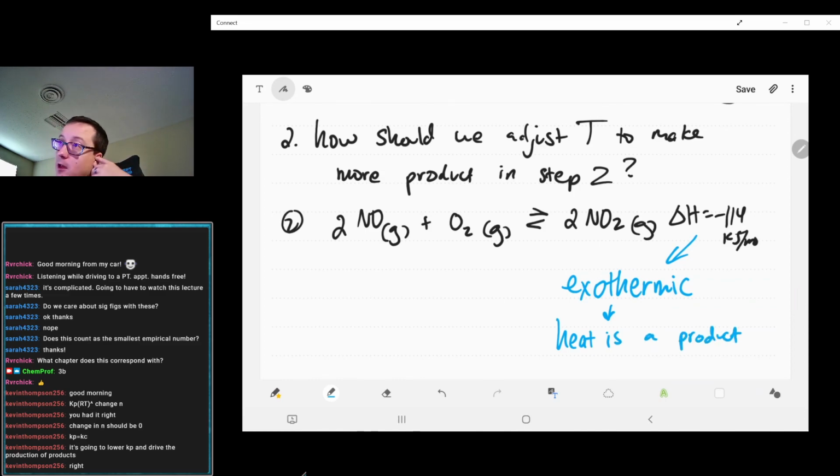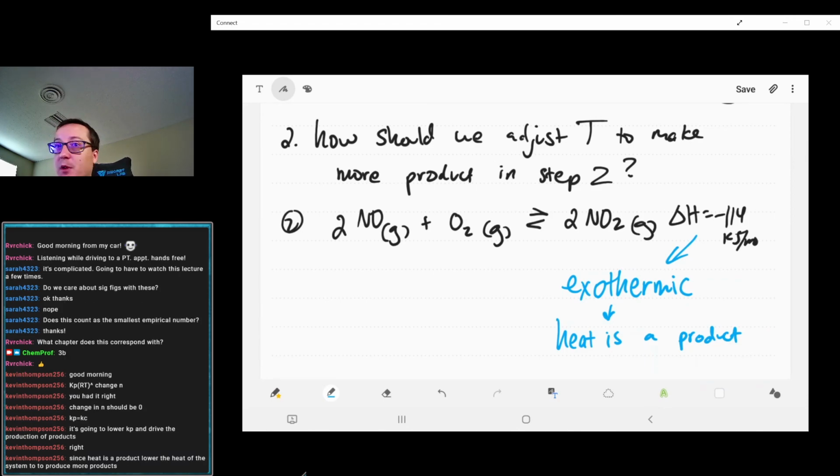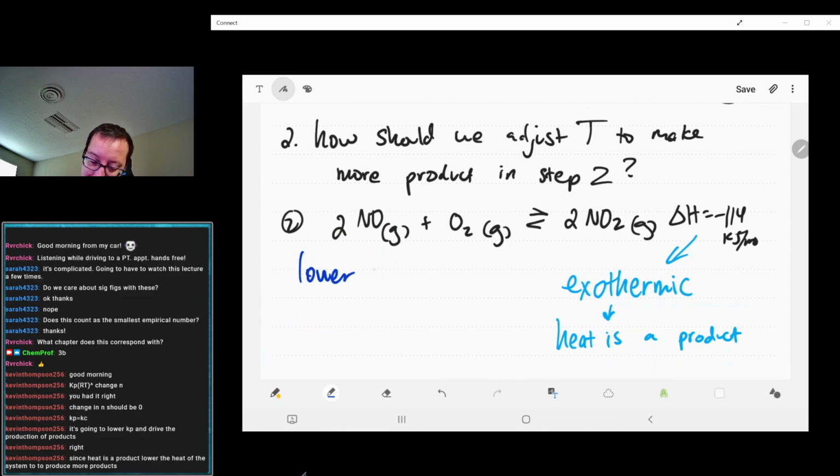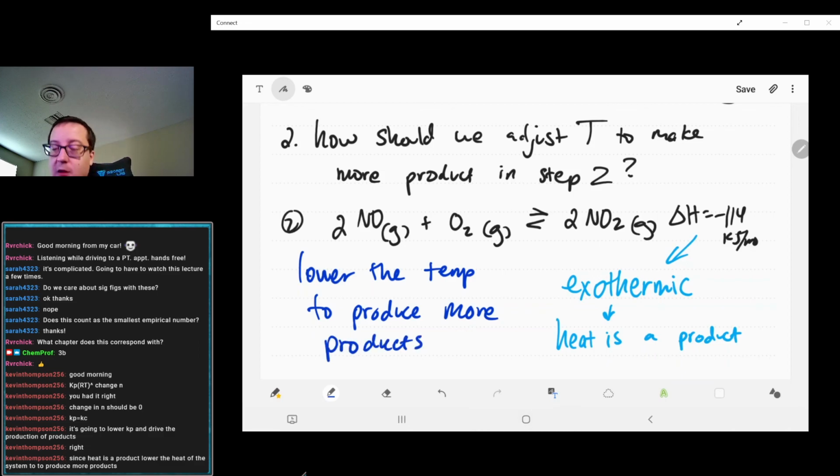So, if we wanted to make more product, we're going to want to lower our temperature. So, we would want to lower to produce more products. So that's what we would do in order to make this happen. So the third step is not really relevant, so we're just going to kind of skip it.